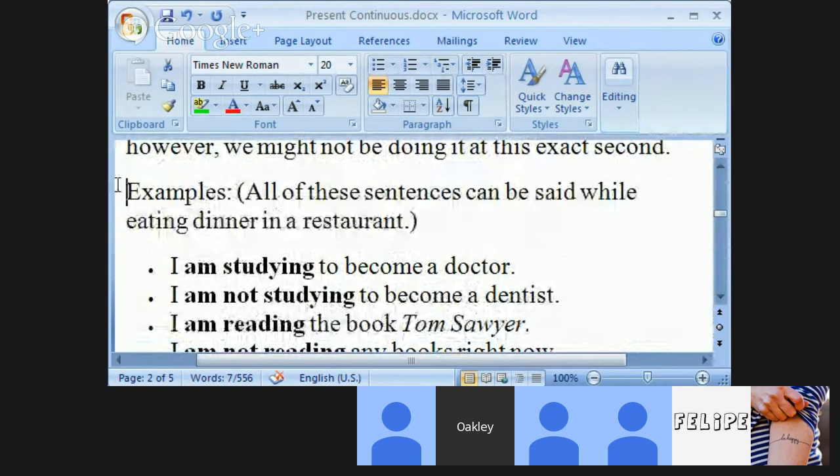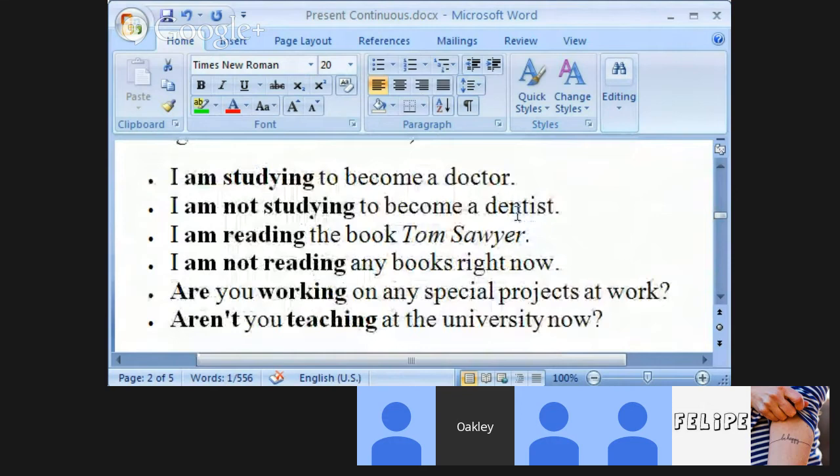Okay, so for example, all of these sentences I'm about to show you could be said while having a conversation while you're eating dinner in a restaurant. "I am studying to become a doctor." And then you put some sushi in your mouth. That doesn't mean that that's part of your study. Okay, a longer duration. "I am," obviously can be negative. "I'm not studying to become a dentist."